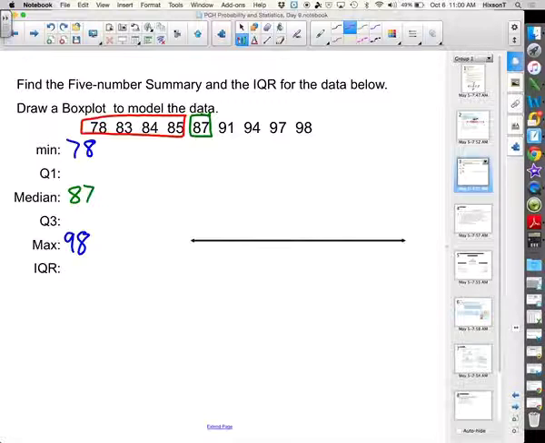So, with those 4 numbers, what's our median? 83.5. Yeah, there we go, 83.5. We have an even number of pieces of data, so we average the 2 in the middle, 83.5. Does everyone get that? It's not 84. It's not 84. Because we're not going to use the median to find the bottom half. We're only using these 4 values. Okay?